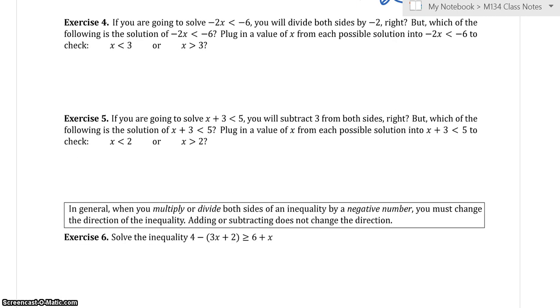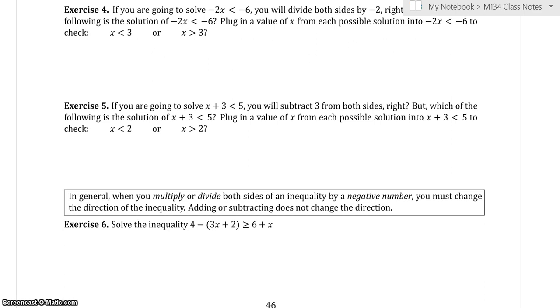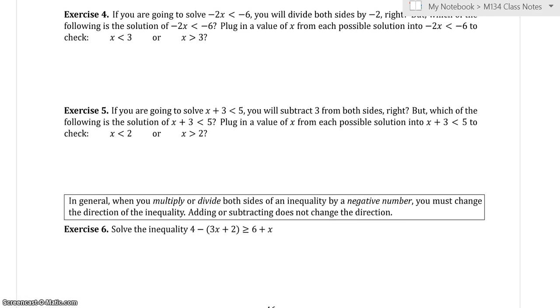I actually did exercise 4 in our last video, so you can try that. Pause, and here's the rule. In general, when you multiply or divide both sides of an inequality by a negative, you must change the direction of the inequality. Addition or subtraction does not change the direction. So try exercise 4, 5, and 6. Pause it, come back. What did you get for exercise 4? The correct answer, yes, is x is greater than 3.